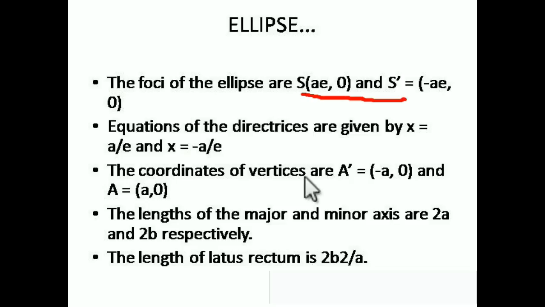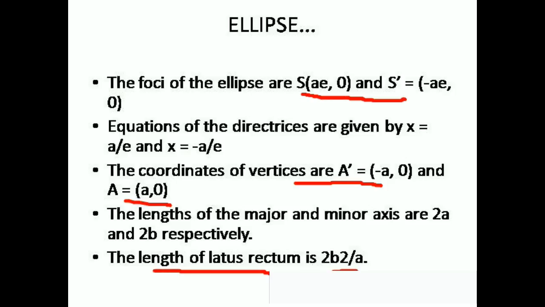Similarly, the vertices here are minus a comma 0 and a comma 0. If the y-axis is the major axis, then 0 comma minus b and 0 comma b, okay? The lengths of the major and minor axes here are 2a and 2b. If it is the reverse, then the major axis is 2b and the minor axis is 2a, okay? This is also important. The length of the latus rectum is 2b square by a in this case. If it is the reverse, that means if the major axis is the y-axis, then it becomes 2a square by b.